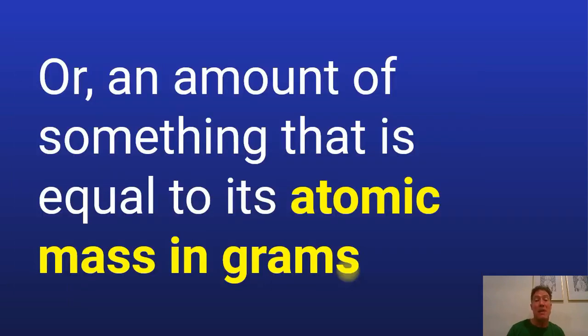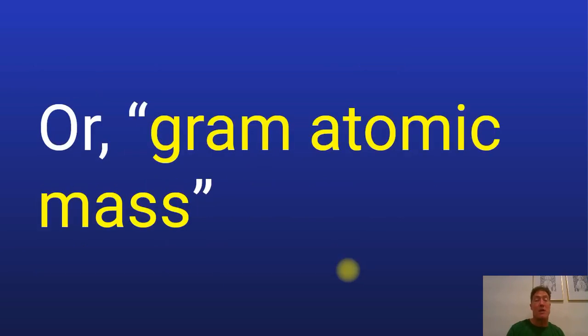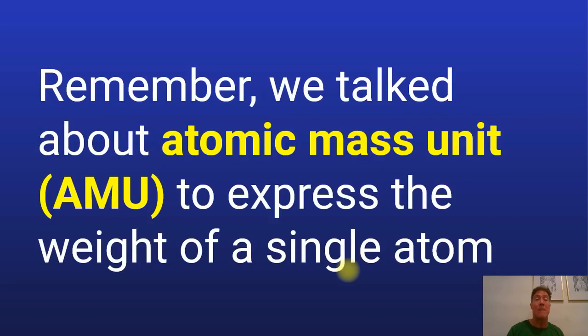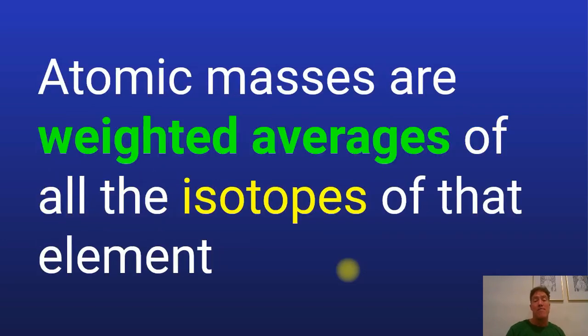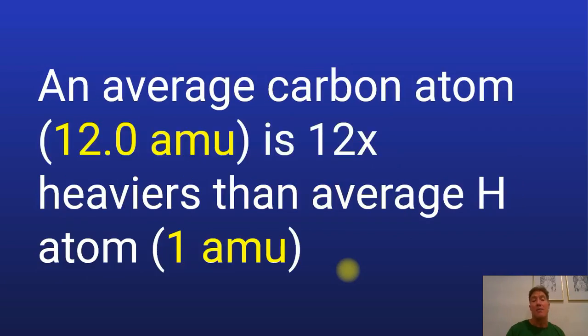So the amount of something, a mole, is equal to its atomic mass in grams. That's what a mole is. The amount of something that converts atomic weight to gram weight. So we can call this gram atomic mass if it refers to an atom. Remember, atomic masses are the weighted average of all the isotopes. So the average carbon atom weighs 12 AMU, and you can see that's 12 times heavier than the average hydrogen atom, which weighs 1 AMU.